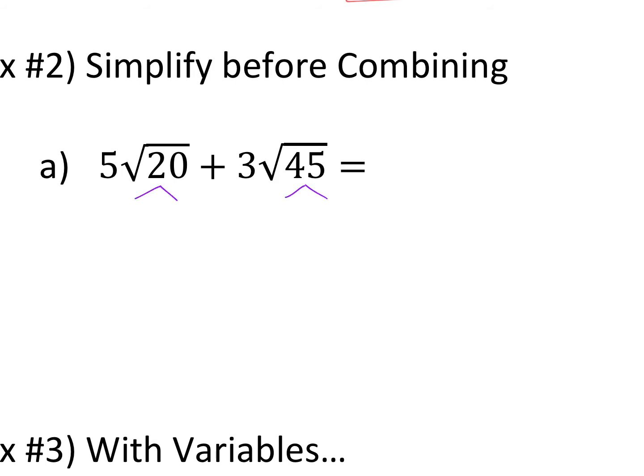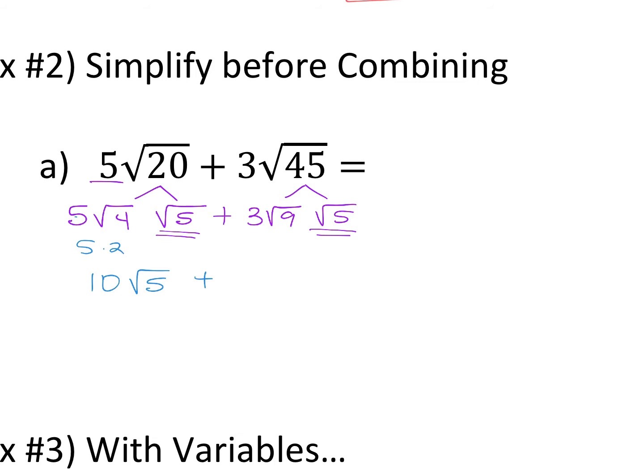We're gonna break these down. Don't forget about the number out in front. What perfect square and non-perfect square for 20? 4 and 5. Okay, over here you have 3 and what perfect square? 9. And 5. Oh, look how convenient, a 5 and a 5. So this would be 5 times 2, or 10 rad 5. This would be 3 times 3 times rad 5, so 9 rad 5.